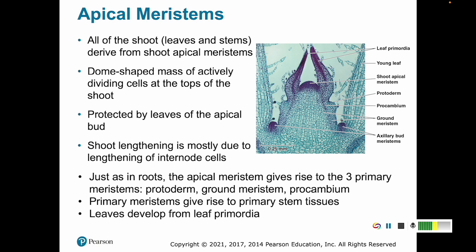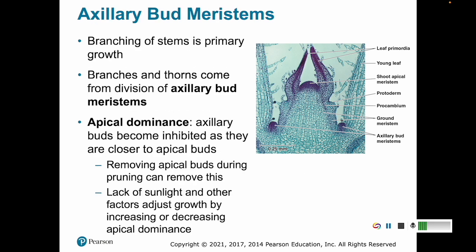And just like in the roots, the apical meristem gives rise to three primary meristems: the protoderm, the ground meristem, and the procambium. The primary meristems give rise to primary stem tissues, and leaves develop from leaf primordia. Branching of stems is still considered primary growth. Branches and thorns come from division of the axillary bud meristems.